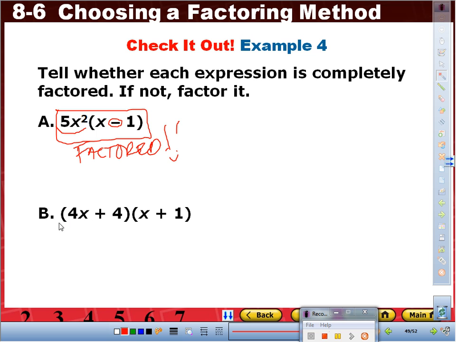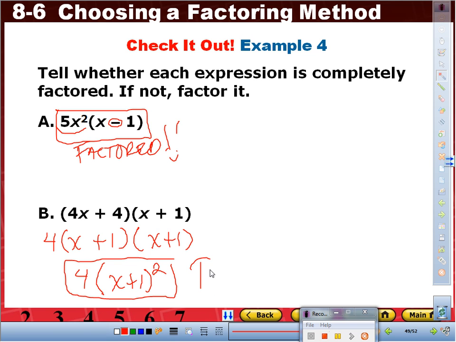Okay, let's look at B. They're telling us that these are my two factors. However, let's check for GCF. Let's look at this one right here. Do you see any GCF for these two terms? Very good. 4. So therefore, what is 4x divided by 4? x. Plus 4 divided by 4? 1. Bring down the other factor, x plus 1. Uh-oh, what do you notice here? So we can rewrite this as 4 times x plus 1 squared. Bam. And that is factored.